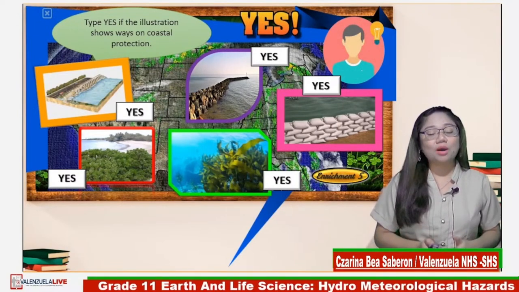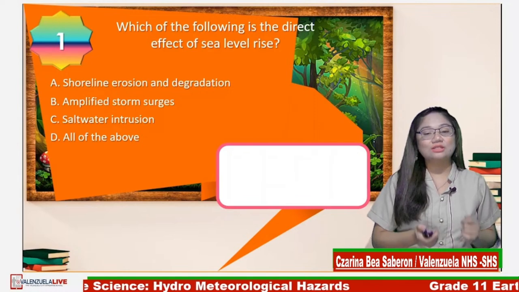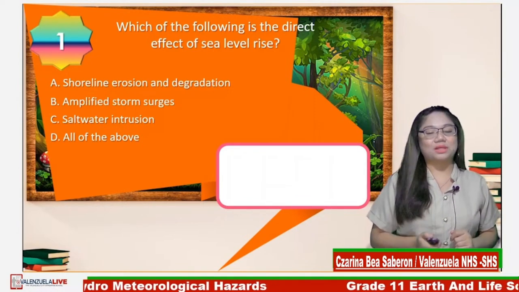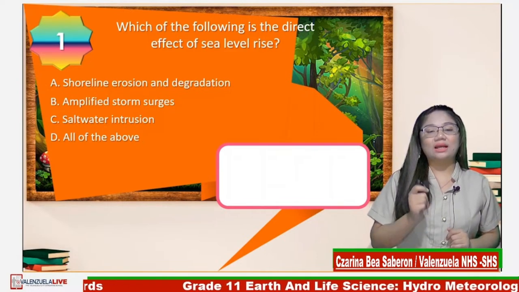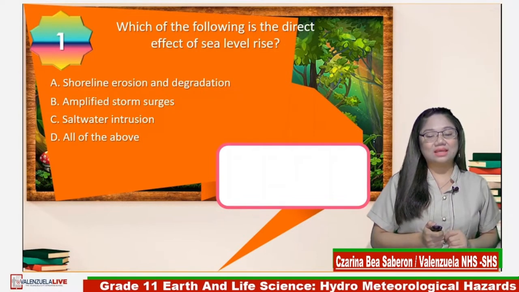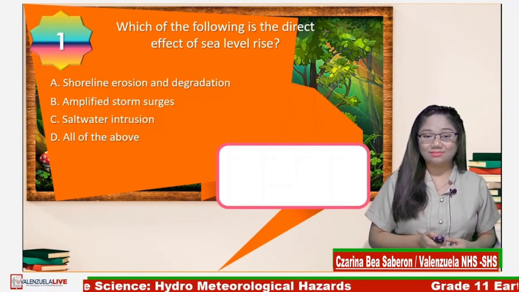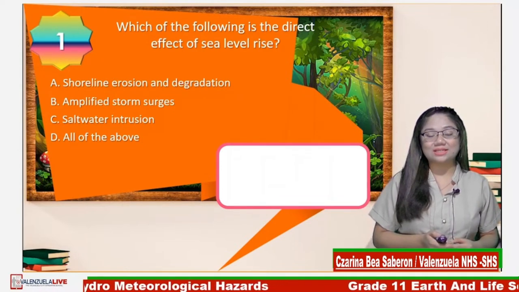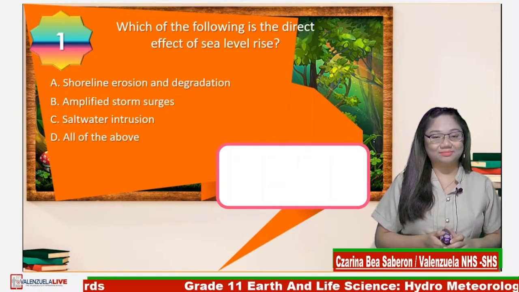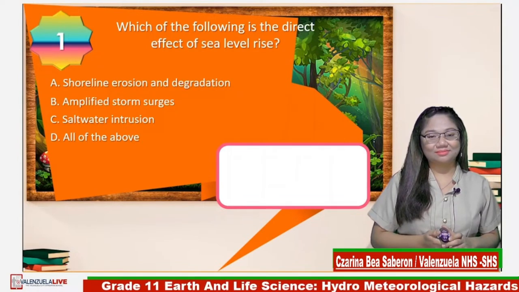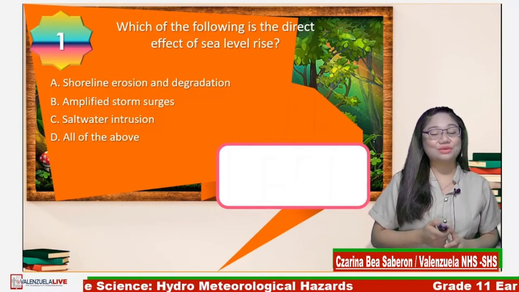Now, to sum up everything that you have learned regarding this topic, hydrometeorological hazards, let's answer this assessment. First question, which of the following is a direct effect of sea level rise? Is it shoreline erosion and degradation, amplified storm surges, saltwater intrusion, or all of the above? Great job for those who have answered letter D.